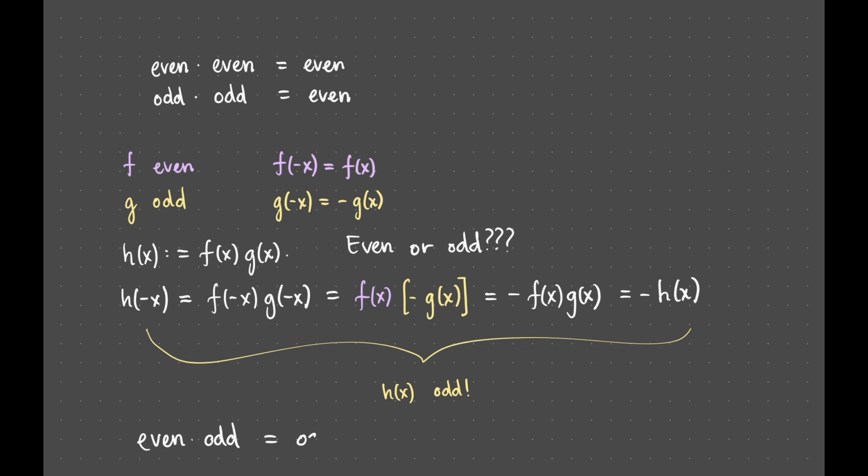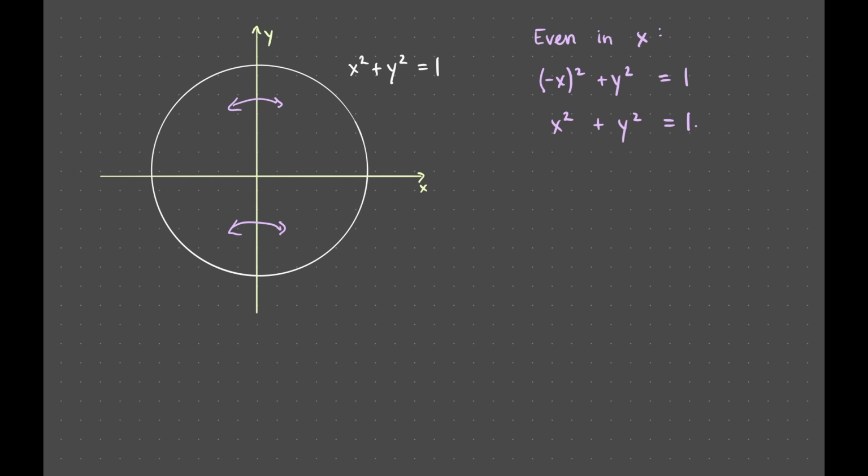The property of being even or odd extends more generally to any relationship between the variables x and y. For example, the unit circle is described by the relationship x squared plus y squared equals 1. And even though this doesn't define y as a function of x, it still describes a relationship between the variables. This relationship between the variables x and y is even in x because upon replacing x by minus x, the equality remains the same. Geometrically, what this means is that the equation describes a set in the plane which is symmetric across the y-axis, that is, symmetric upon the transformation that sends x to minus x.